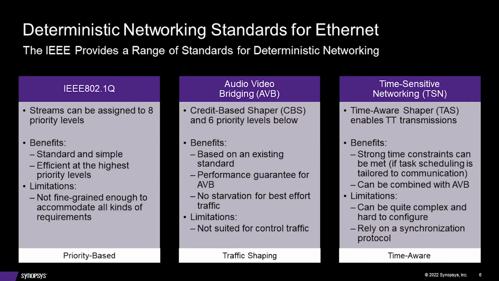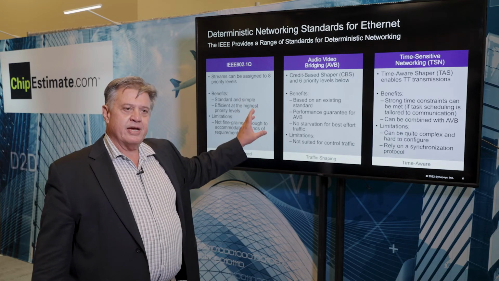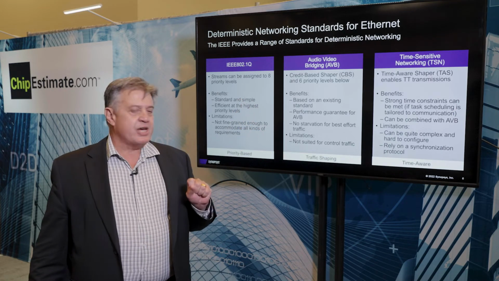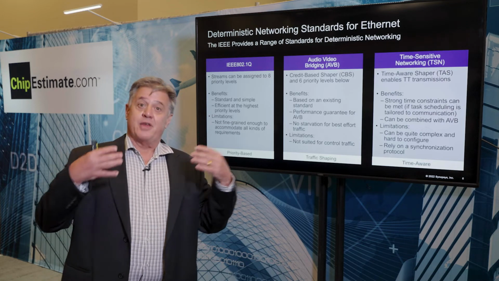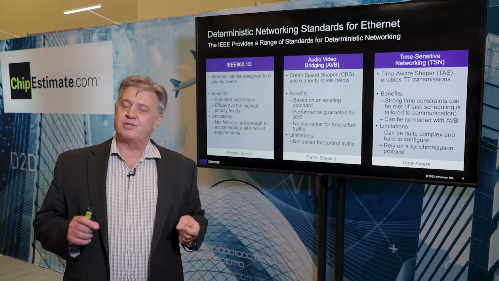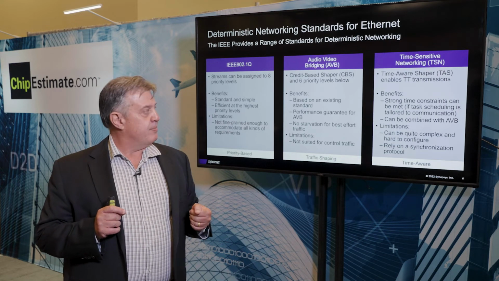From that, we developed audio-video bridging, which was kind of the beginning of the whole TSN standards. Audio-video bridging gives us traffic shaping, the ability to have a certain number of channels that we can control the latency on. It's very good to make sure everything gets through, but it was really not set up for control systems. And when AVB started coming out, the automotive engineers started looking at it and saying, hey, we could use this too. And this is where time-sensitive networking came out.